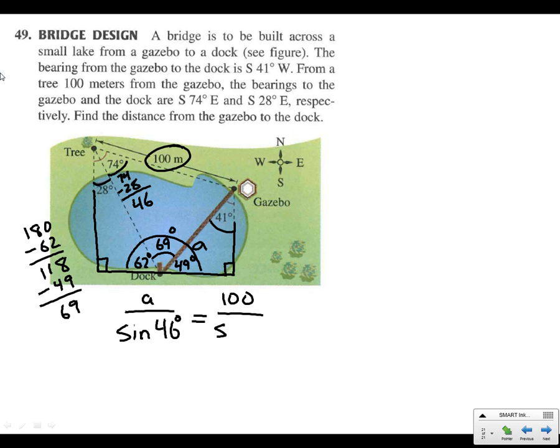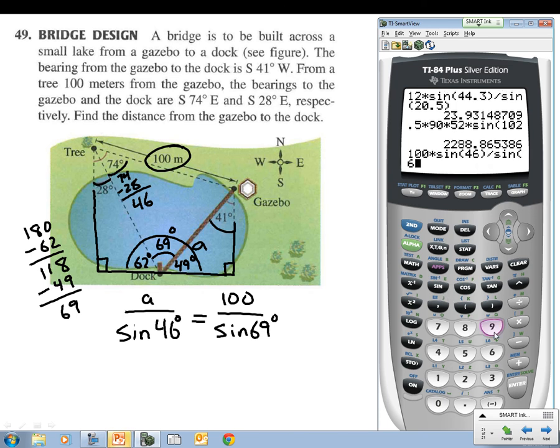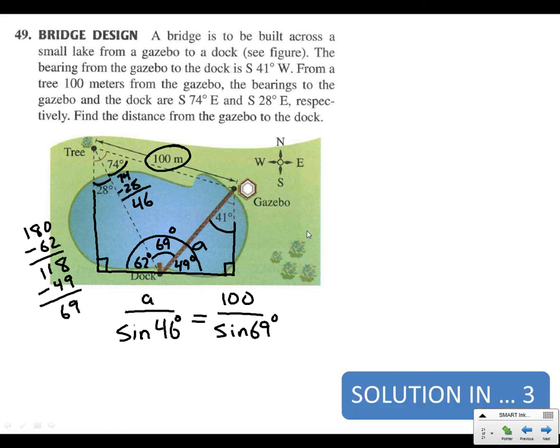So we can do over sine of 69. And let's finish that up with the calculator. We've got 100 times the sine of 46 divided by the sine of 69. Bingo bango, 77 is the distance from the gazebo to the dock. Your turn. Wrap this thing up.